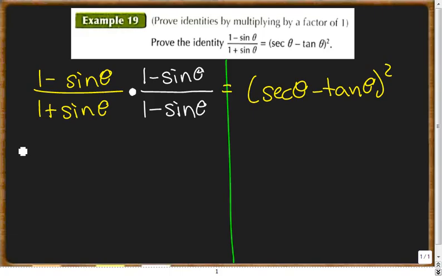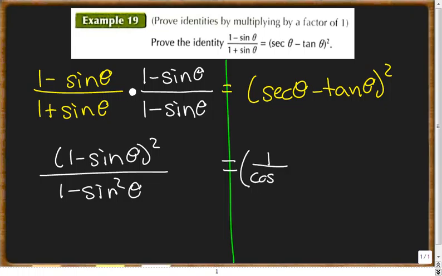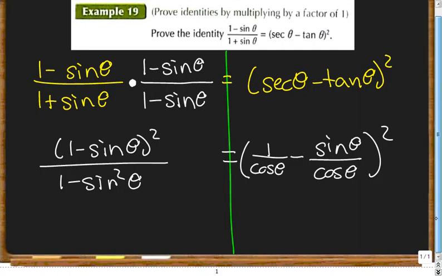So what I get overall here is 1 minus the sine of theta squared divided by 1 plus the sine of theta times 1 minus the sine of theta, which is 1 minus the sine squared of theta. So it's not the same thing on top and bottom. Now if I convert this side, secant is the same thing as 1 over the cosine of theta. Tangent is the same thing as the sine of theta over the cosine of theta. And maybe you can see where this can go very quickly by this method.